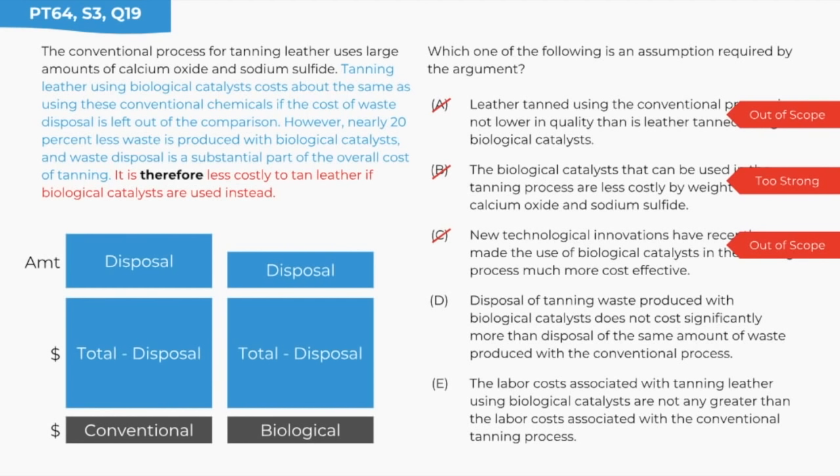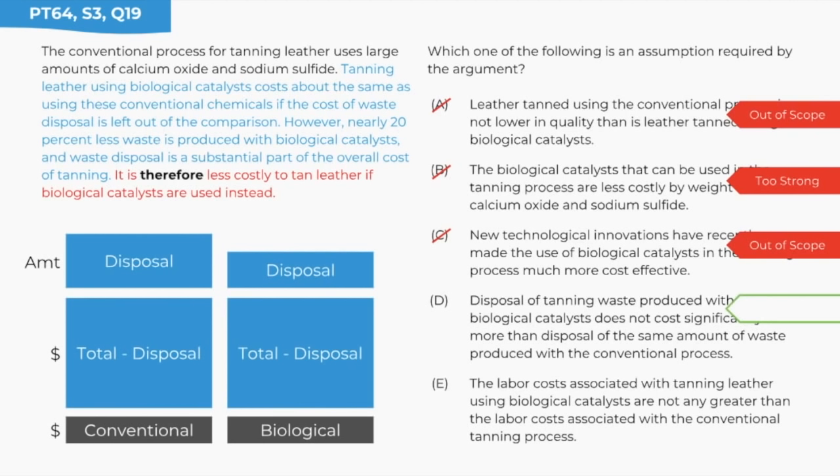Right? So actually D is protecting the argument from a dangerous idea, and if you did negate it, disposal of tanning waste produced with biological catalysts does cost significantly more than disposal of the same amount of waste produced with the conventional process. That would completely destroy the argument. So this looks like a good contender.